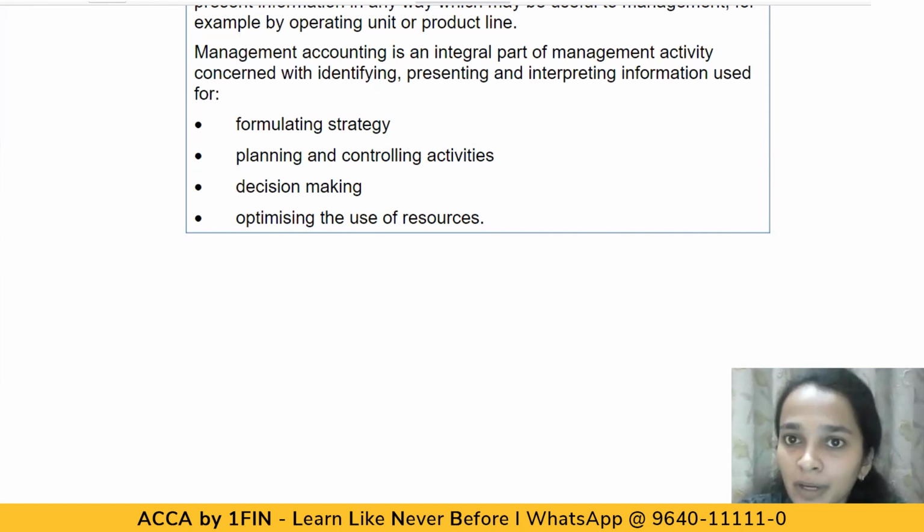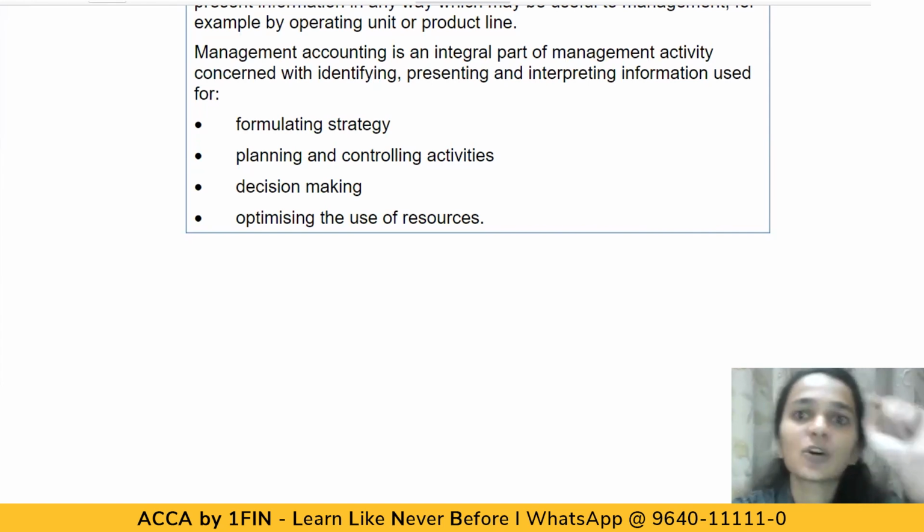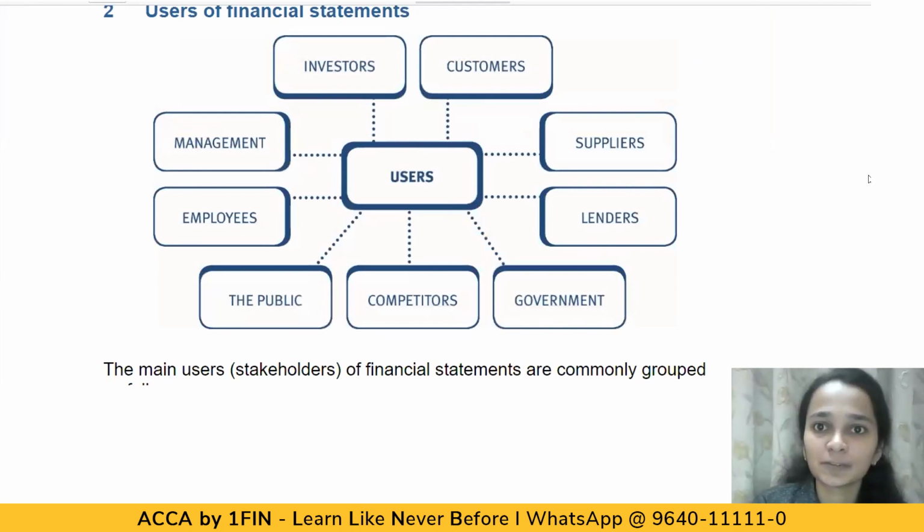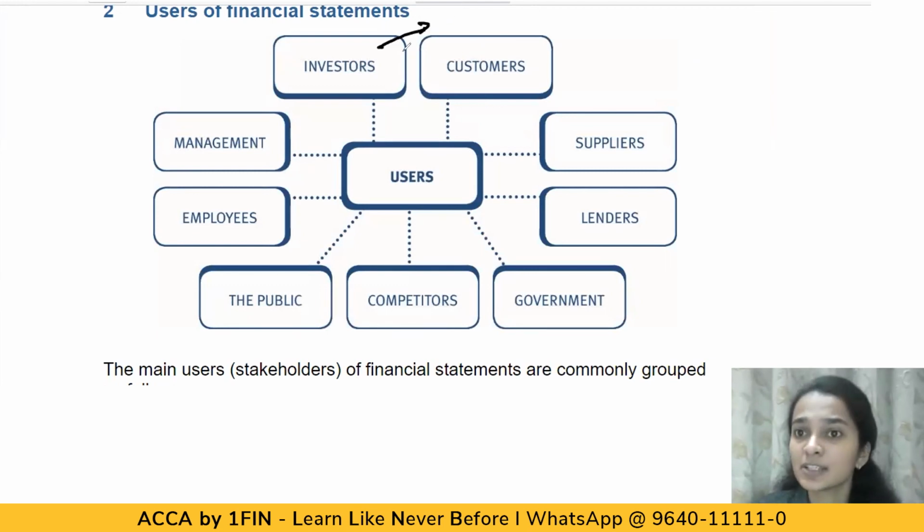Now let's talk about who are the users of financial statements. So let's talk about who are the different people who use the financial statements. This is the list of all the users of financial statements. Let's understand how different people use the financial statements. So first one is investors. Investors are nothing but a person who is investing in the business. Now the investor will want the financial statements of the company in order to make his decision whether he has to invest in the company or not. So for that, the investors require financial statements.